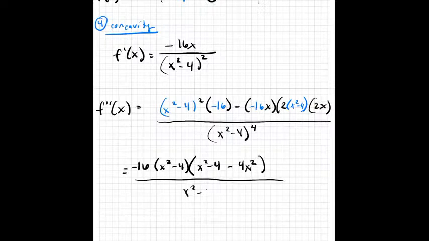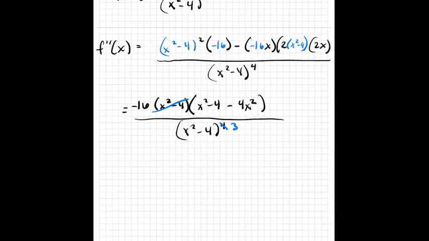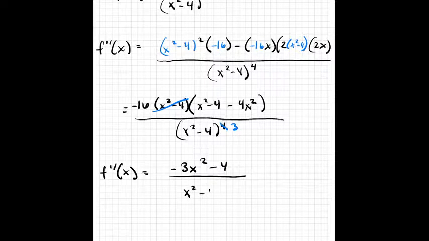Okay. So hopefully we're keeping track. We got this x squared minus 4 changes this to a 3. And we can simplify a little bit further. So our claim is that f double prime of x, okay, we can do negative 3 times x squared minus 4 over x squared minus 4 to the third power. Okay, I'm going to go with it.